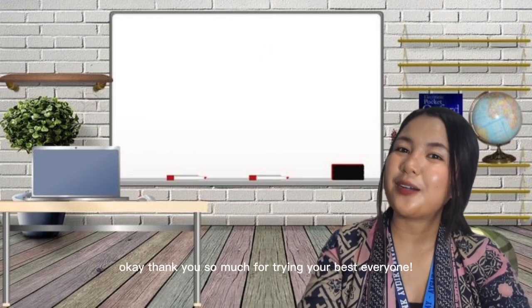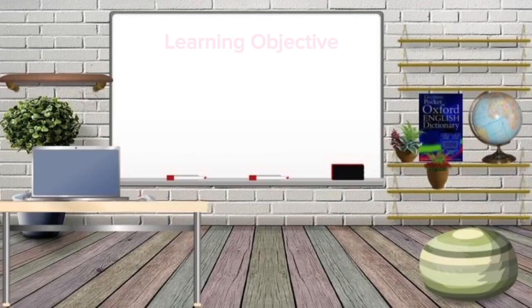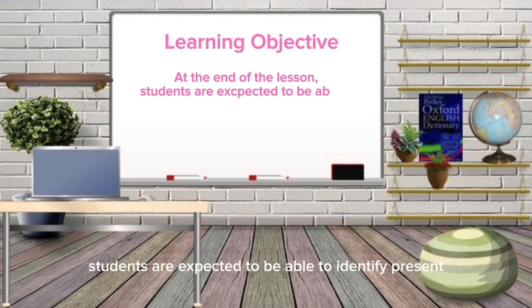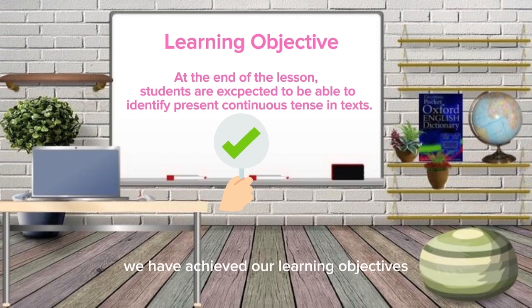Okay, thank you so much for trying your best, everyone. Good job! Let's go over our learning objectives again. At the end of the lesson, students are expected to be able to identify present continuous tense in text. So, have we achieved our learning objective for today? The answer is yes! We successfully identified the present continuous tense while completing the exercises and analyzing the text.